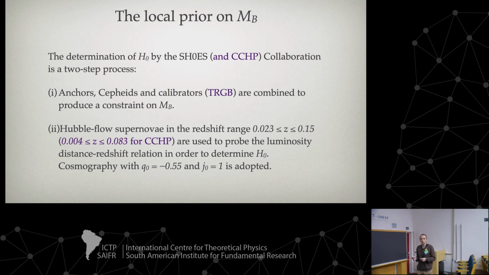So regarding the local calibration, just very quickly, the determination of H0 by SH0ES is a two-step process. First, you need to build your ladders to constrain the luminosity of the supernovae. Second, you use Hubble flow supernovae to constrain H0. You want to do that model independently, so people have been using cosmography to do so, with the detail that the SH0ES collaboration adopts a cosmography with fixed values of the acceleration and jerk parameters, which are justified because these are the values that correspond to standard cosmology. So it's a bit circular. This means that the determination of H0 by the SH0ES collaboration does assume higher-redshift measurements. Okay? So it's not really model independent.